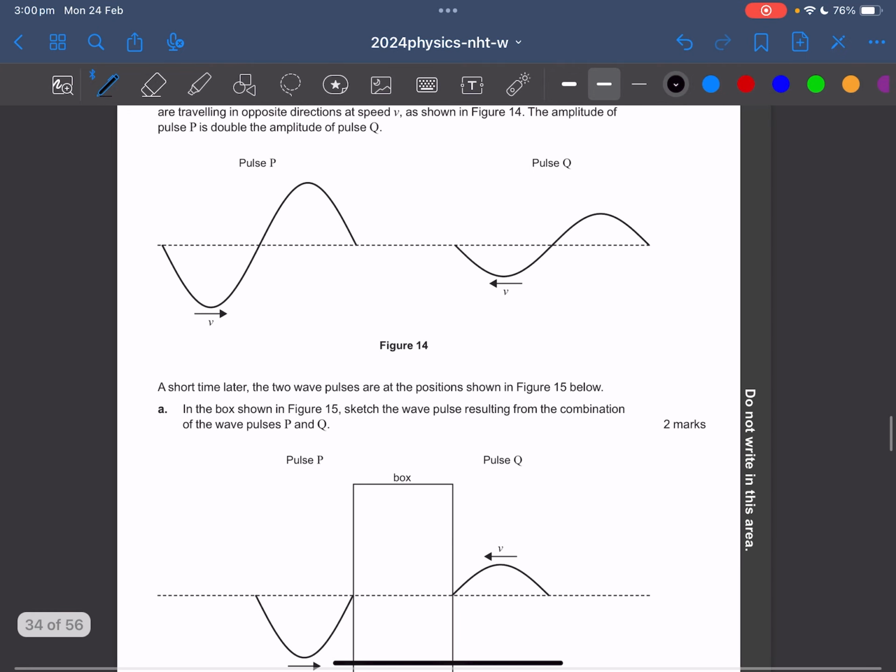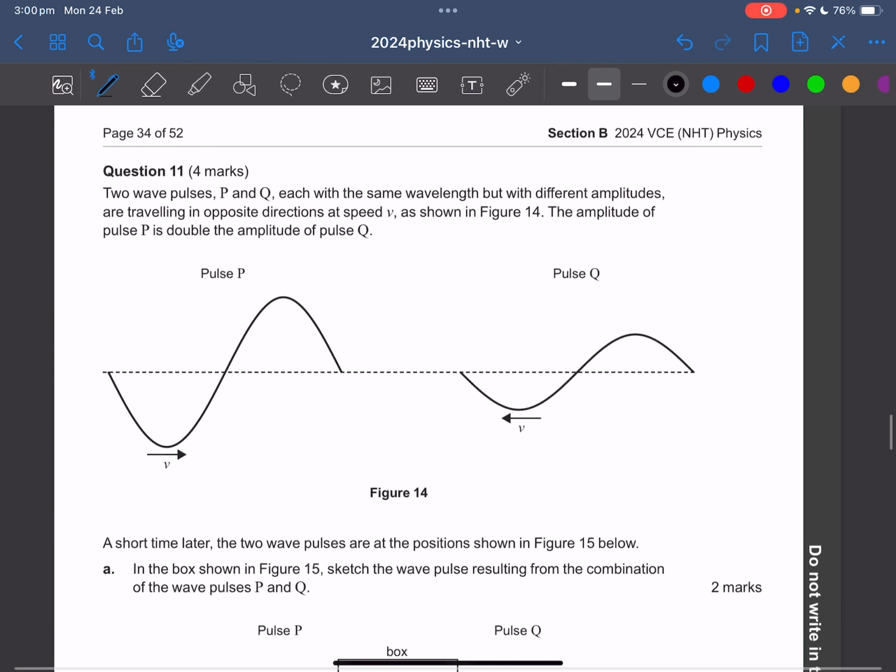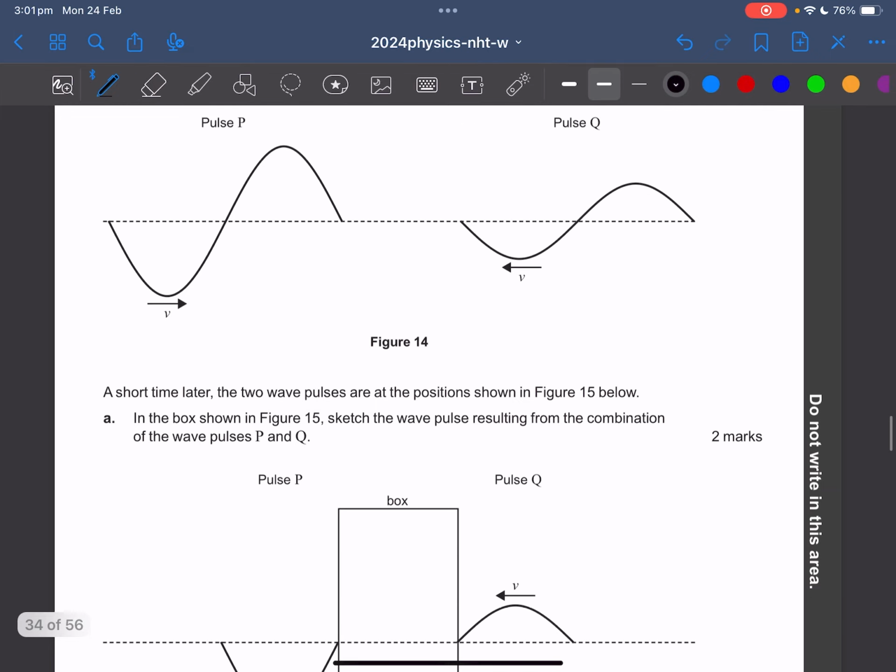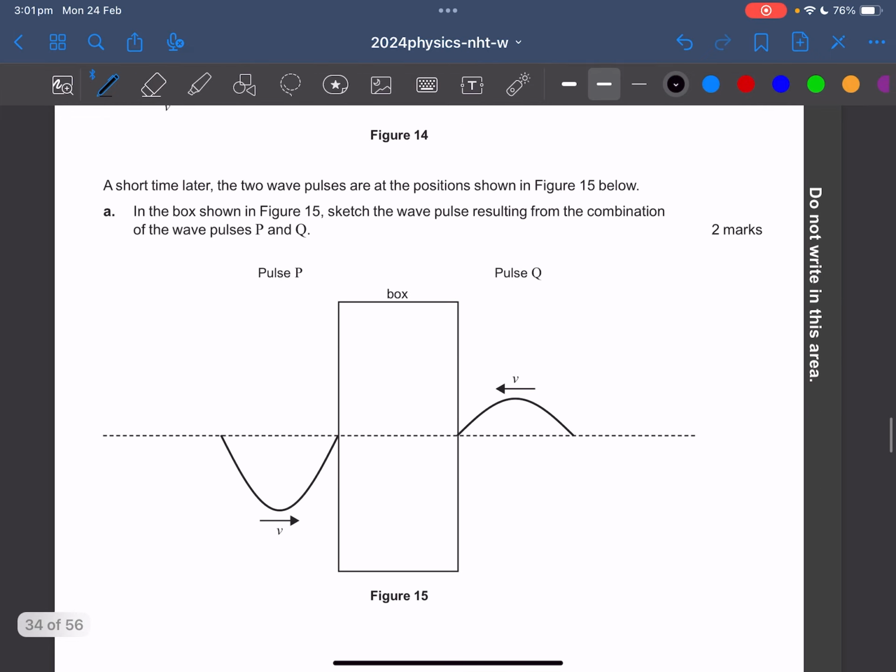Alright. Okay, so question 11. Two pulses P and Q, each with the same wavelength but with different amplitudes, are traveling in opposite direction at speed v. The amplitude of pulse P is double the amplitude of pulse Q. A short time later, the two wave pulses are at the position shown in figure 15 below. In the box shown in figure 15, sketch the wave pulse resulting from the combination of the wave pulses P and Q. So they will basically add up.